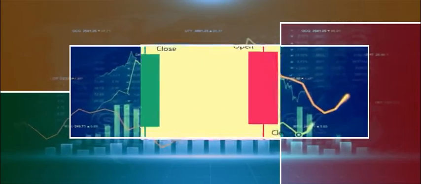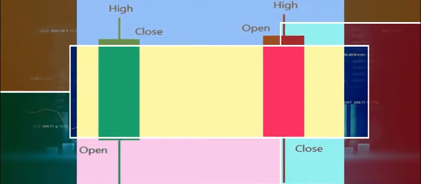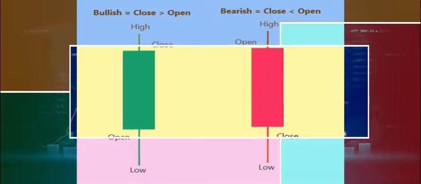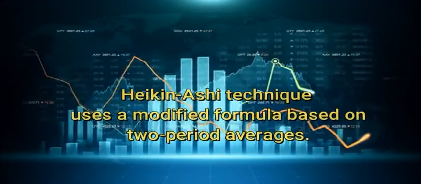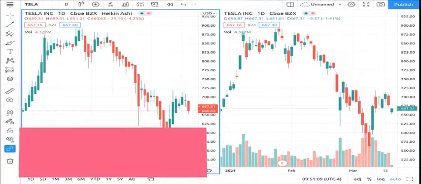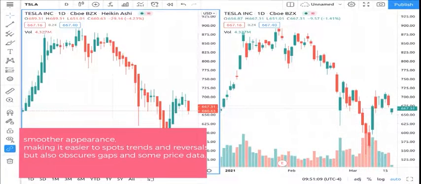Instead of using the open, high, low, and close like standard candlestick charts, the Heikin-Ashi technique uses a modified formula based on 2-period averages. This gives the chart a smoother appearance, making it easier to spot trends and reversals, but also obscures gaps in some price data.